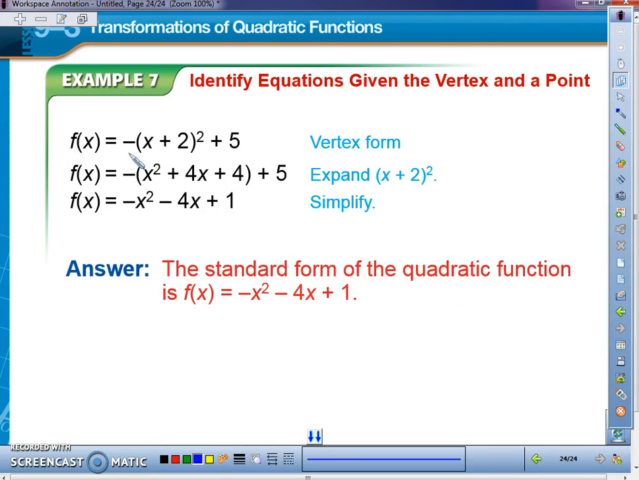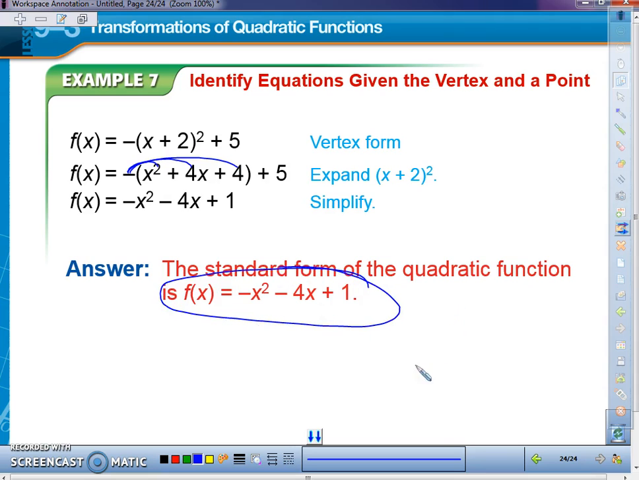What would it be in standard form? Well, all you do is multiply this out. You're going to expand it. So x plus 2 times x plus 2. And then you're going to distribute that negative to everything in there. Distribute it out, simplify it, and it comes up with your standard form. We'll work more on that tomorrow.